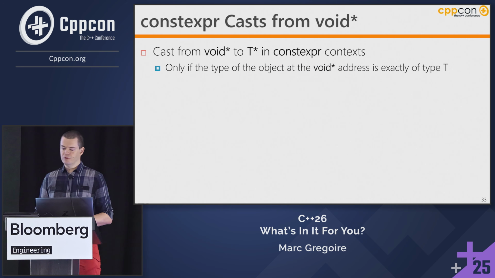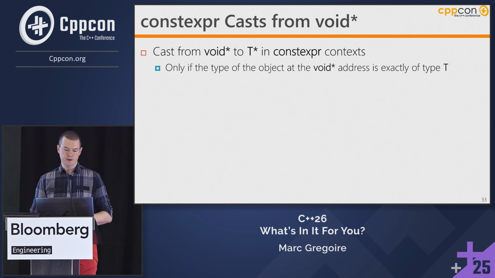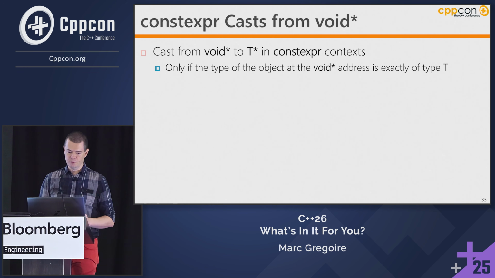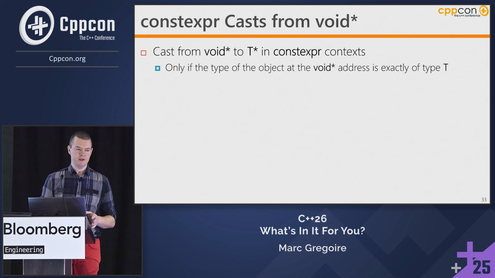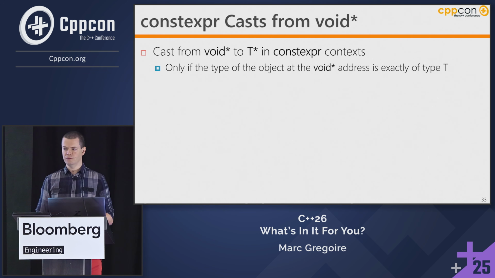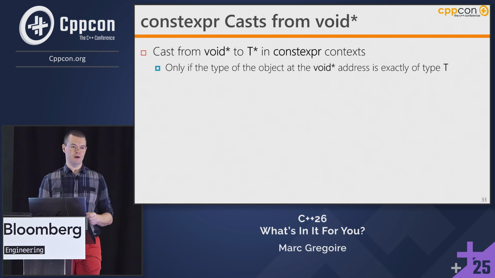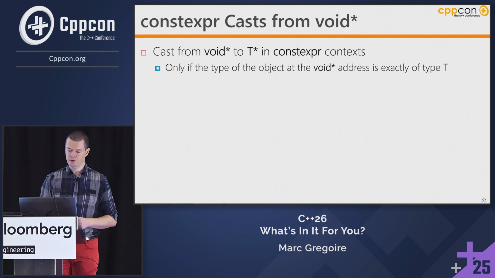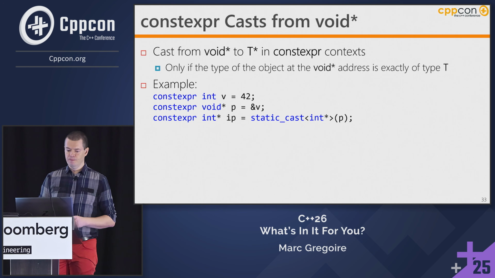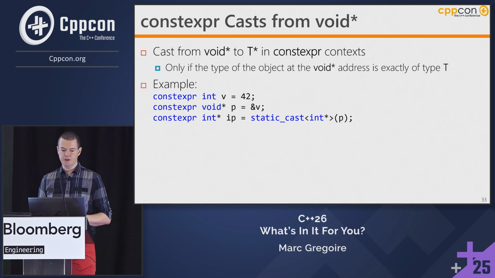C++26 adds a lot of constexpr improvements, both at the core language level and in the standard library itself. So now I will focus on the core language additions. First one is that now in a constexpr context, you can cast from void star. This only works if the void star address points to exactly the type of object to which you're casting. For example, again, this is contrived. We will look at a more detailed example on the next page.